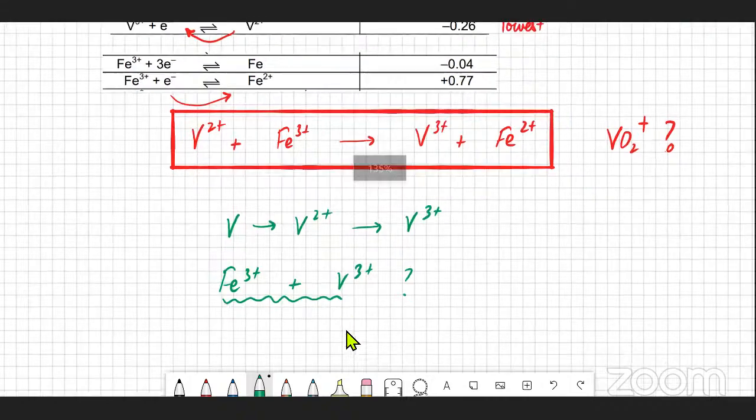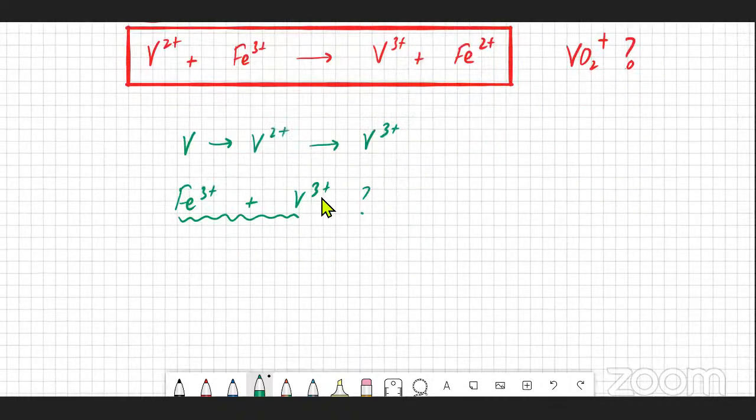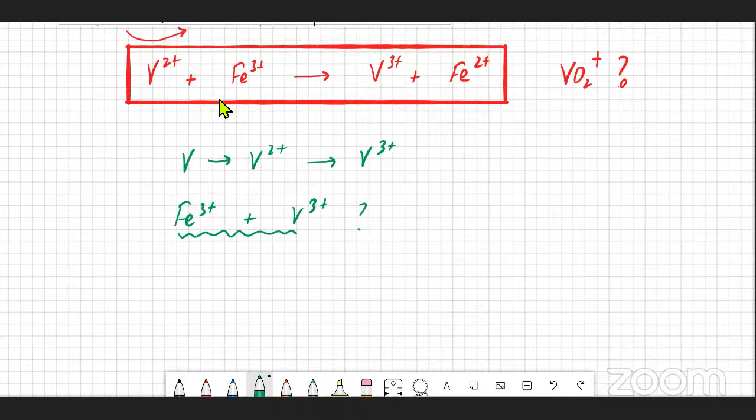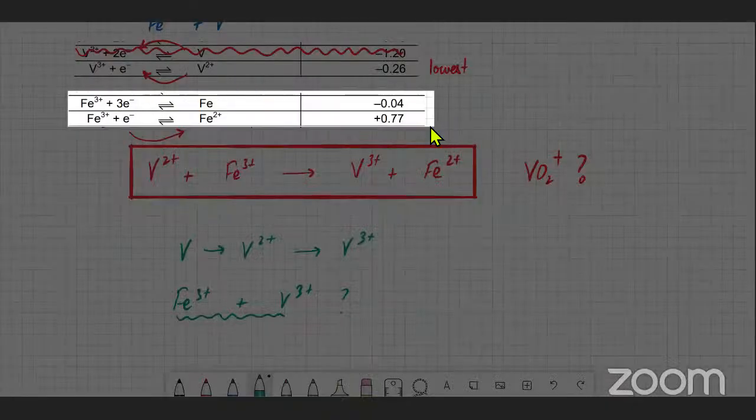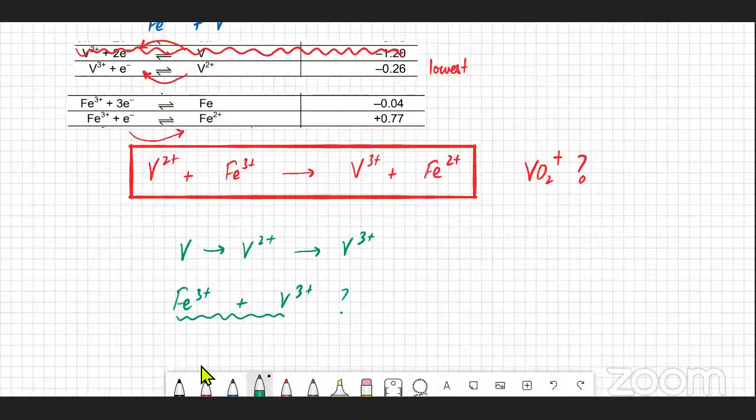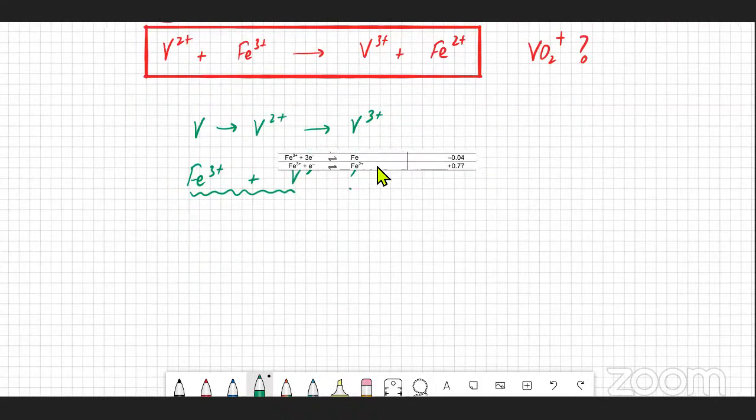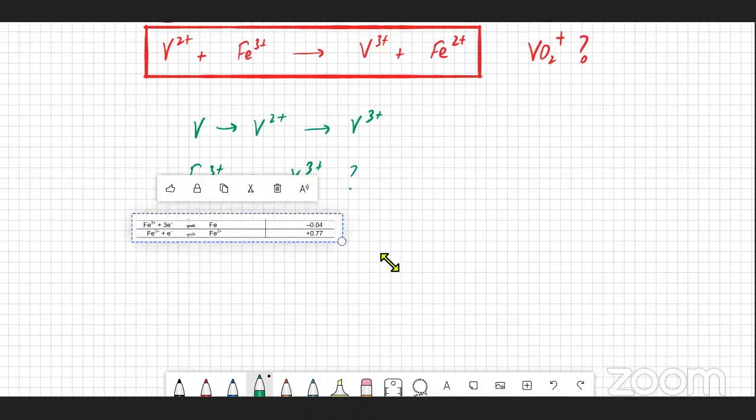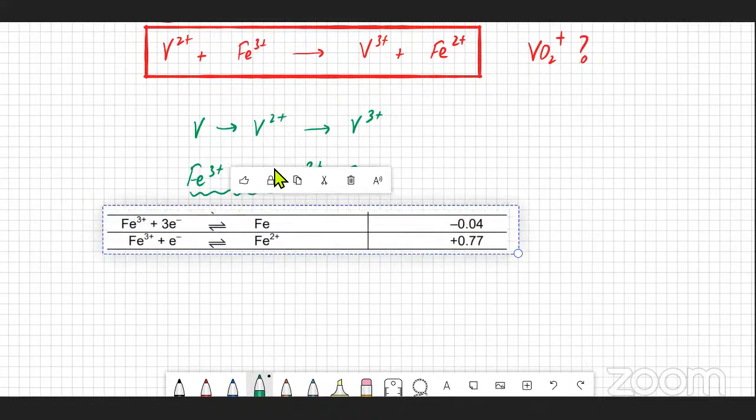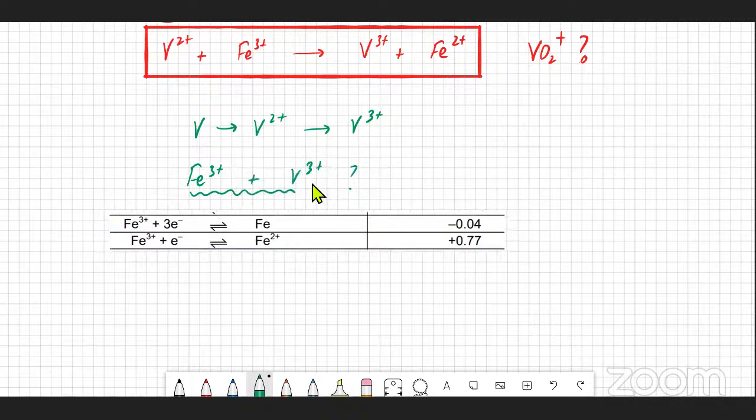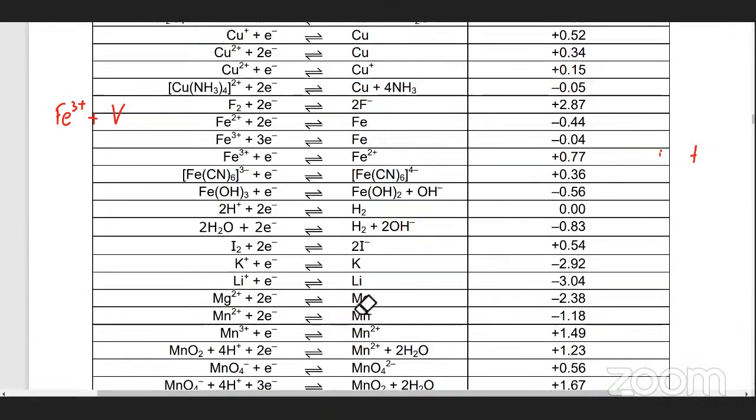So let's check that now. I'm going to copy the equations involving Fe3+. Those are already written here. Let me just copy paste them from here. Okay, these will be the Fe3+ equations. And I want the equations involving V3+. So I'm going to go back into the data booklet and see where V3+ appears.